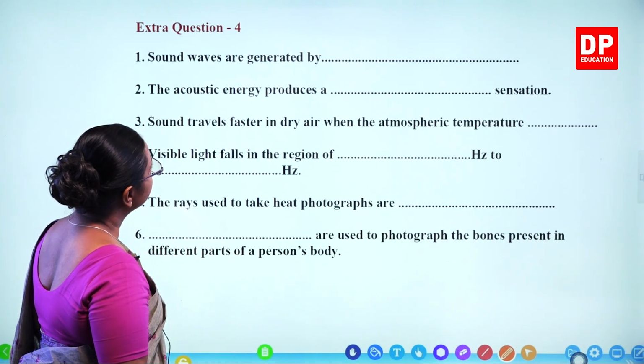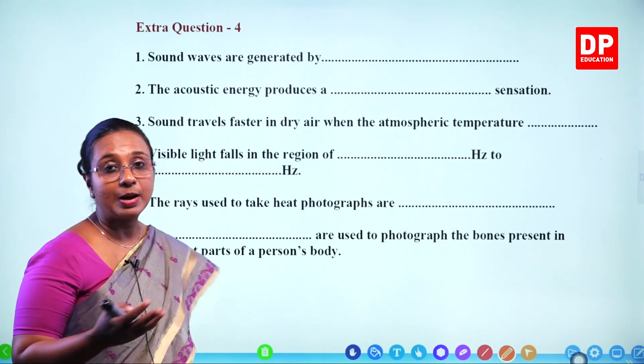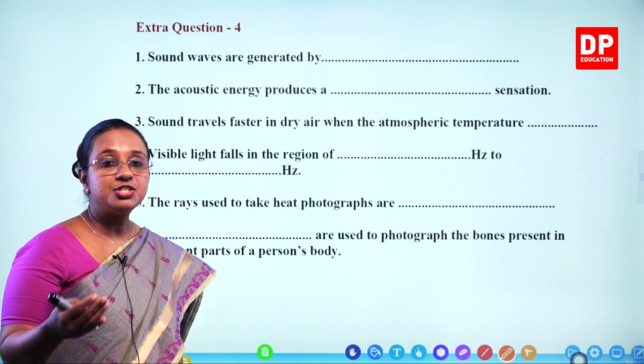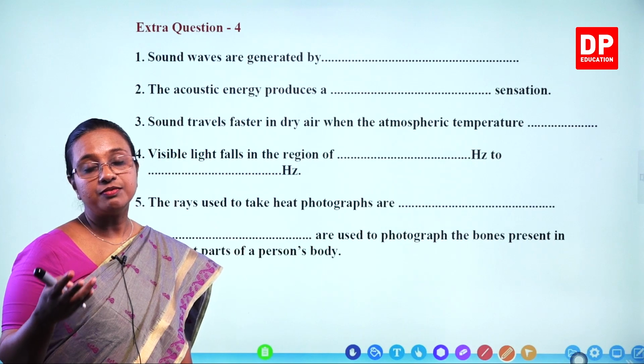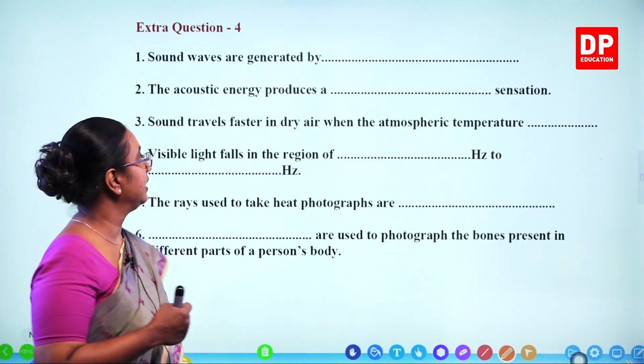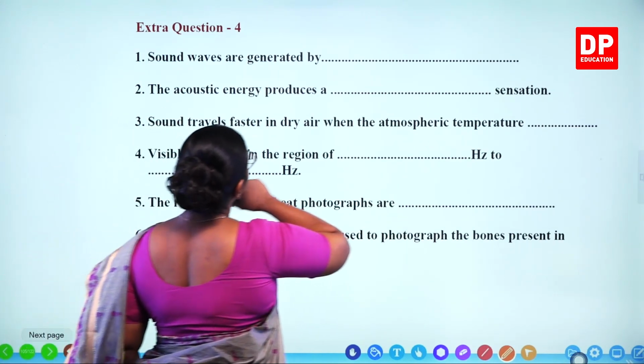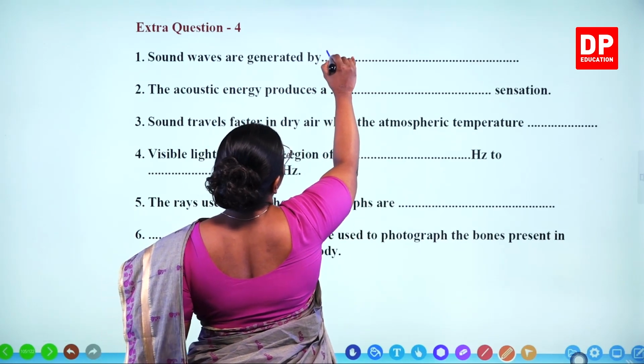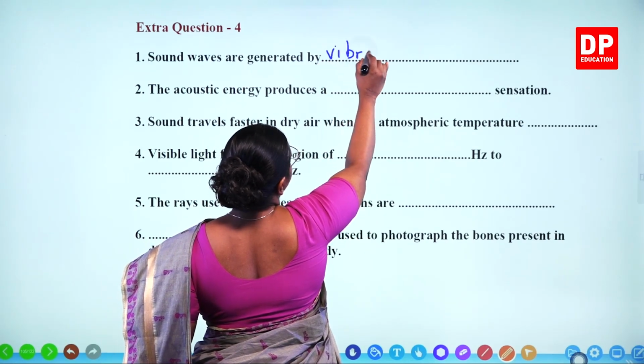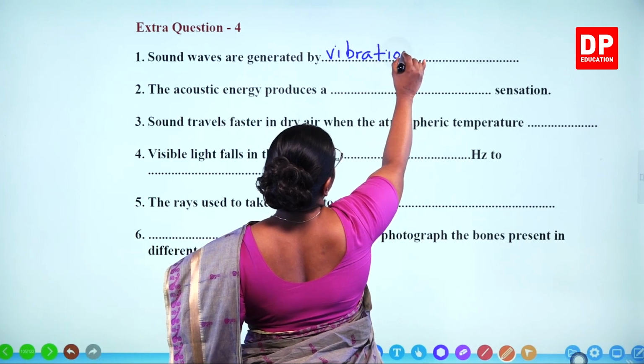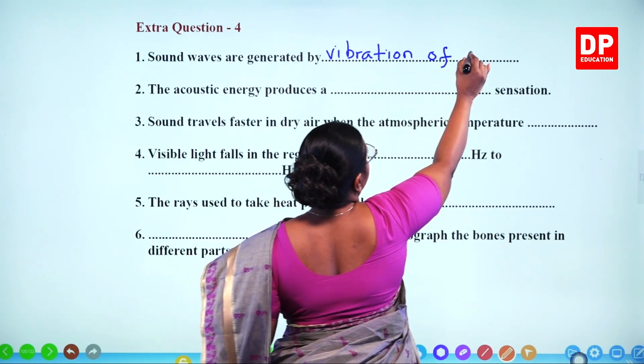Sound waves are generated by what? Oscillation or vibration of particles of the medium. So sound waves are generated by vibration of particles.